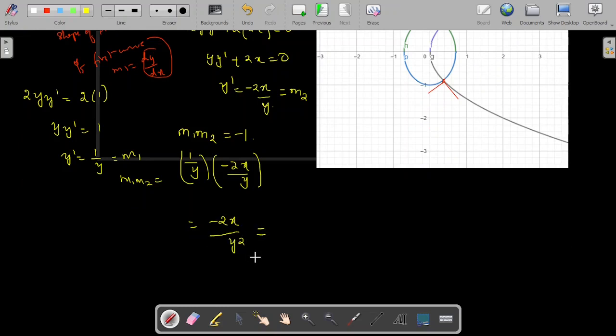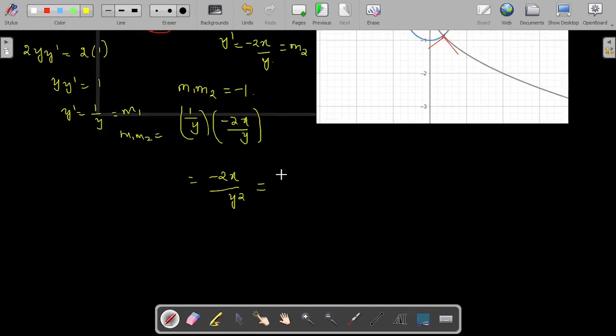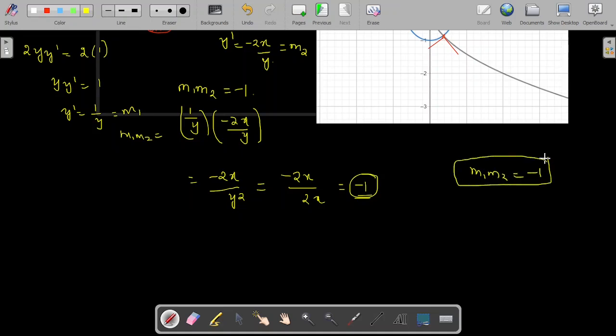Okay, now we didn't get minus 1, so we have to substitute y square as 2x. So minus 2x divided by 2x gives you minus 1. Therefore, when you get m1 into m2 equal to minus 1, it means the tangents are perpendicular to each other, hence the curves are also perpendicular to each other. The given two curves are orthogonal. This is how we check the orthogonality of two curves by finding their slopes using the concept of derivatives.